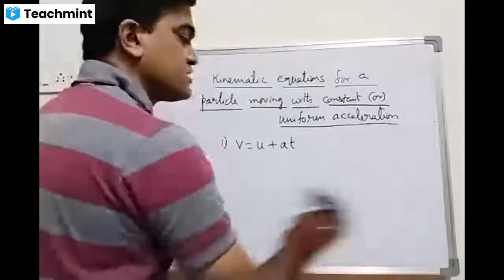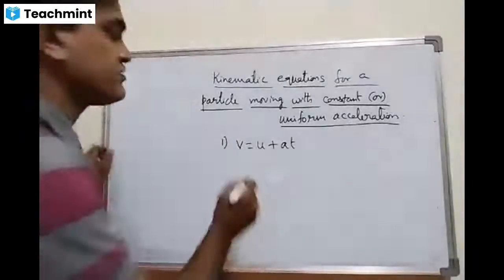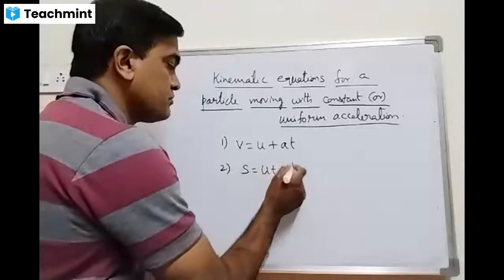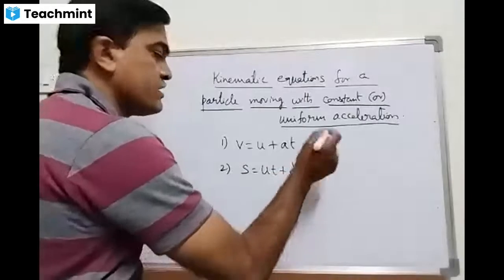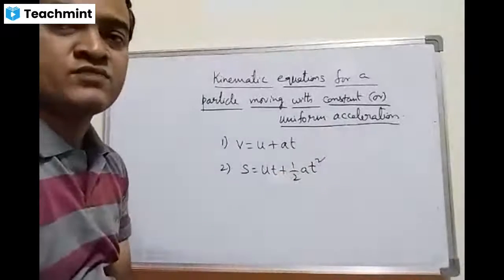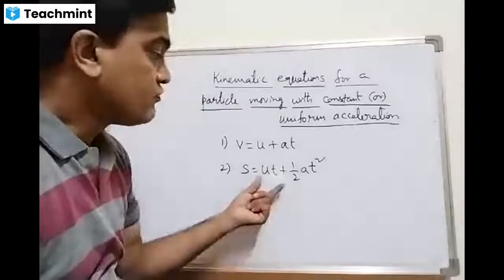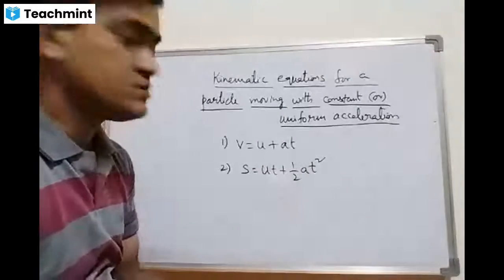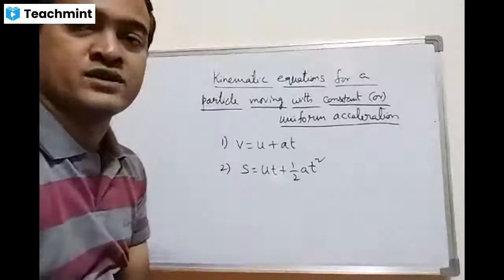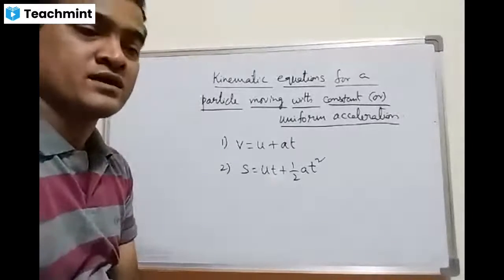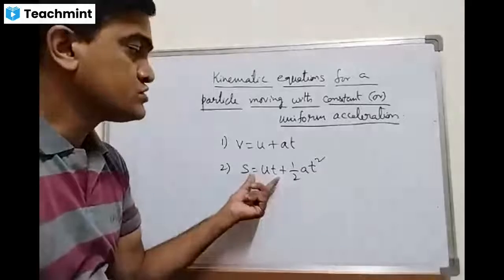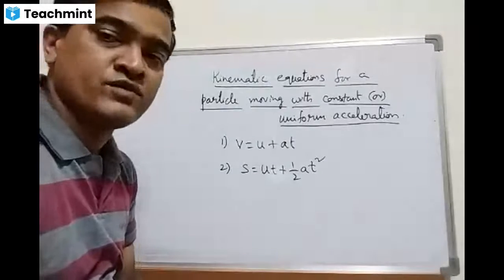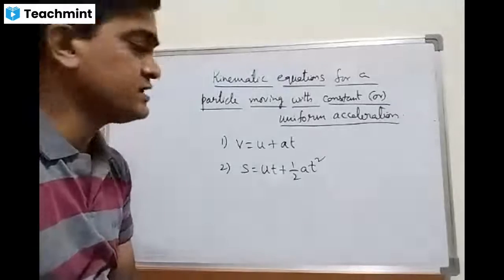Now the second equation of motion. Let me write the second kinematic equation: S is equal to ut plus half at square. For this equation, we have even a graphical method to get this formula that I will show you later on. That also we'll discuss. Very important graph, right?